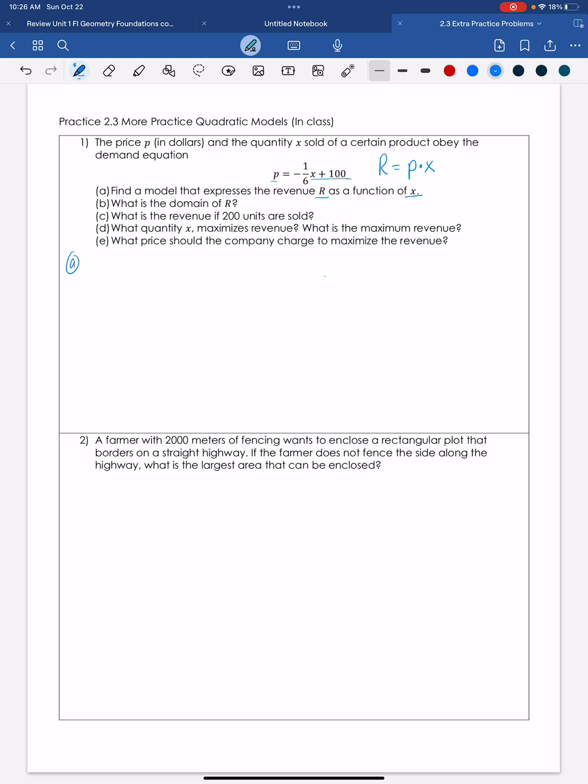So for A here, we write R of x is equal to, now I know my price. I have a price function right here. This is going to be negative 1/6 x plus 100 times x. So my revenue function, when I simplify, is going to be negative 1/6 x squared plus 100x. So that is for A.